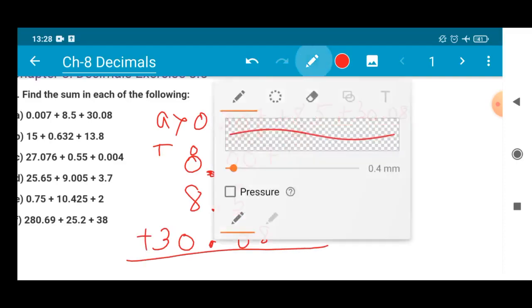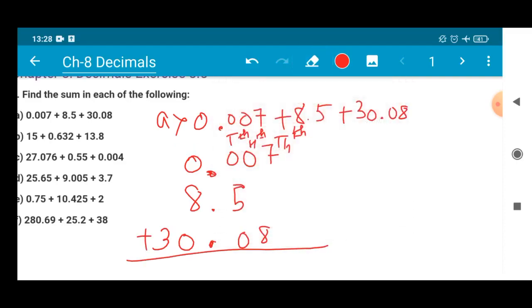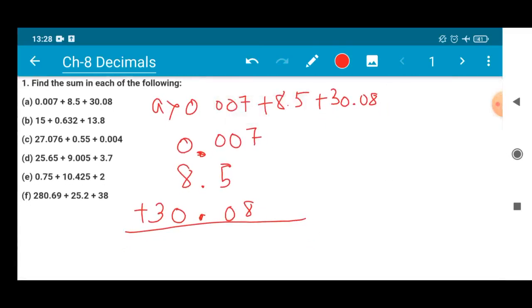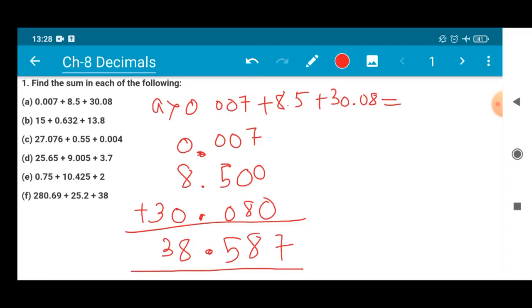Now you start adding. So I'm erasing the place names here. I don't feel that you people have any problem with this, because till now the place value chart is clear to everyone, right? But after this you can keep 0, no problem with that, so that you'll feel it easy to add the numbers. So 7 plus 0 plus 0 is 7. 0 plus 0 plus 8 is 8. 0 plus 5 is 5, and 5 plus 0 is 5 here. Point here. Now 0 plus 8 is 8. 8 plus 0 is 8. So the value is 38.5, so what can I write here? 38.587 here.